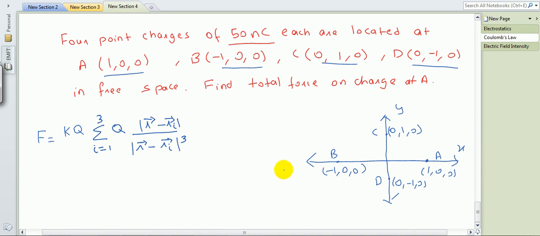So here r vector, what is r vector? It is the position vector for the force location. That is, r vector will be from here. If I find the position vector, it will be a x cap, and all the other components will be 0. So only a x cap will be the r vector. So I will write r vector is a x cap.